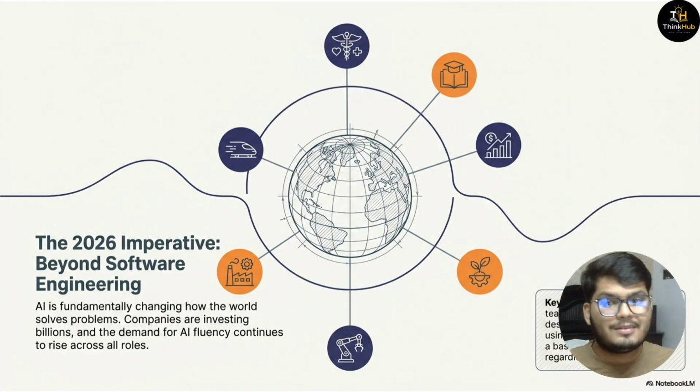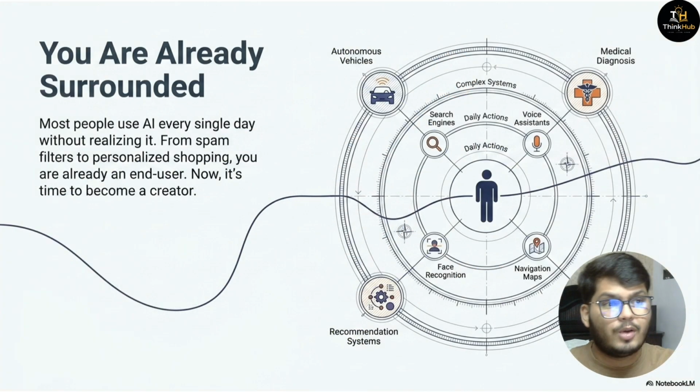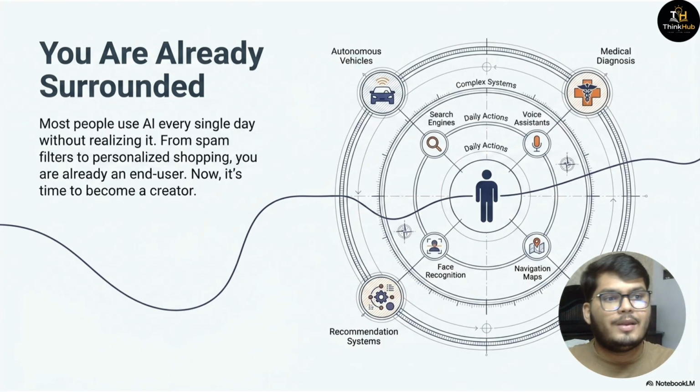Now the companies demand what you can think and what you can find out. The next point is that you are already surrounded by many AI tools, or rather automated things, like autonomous vehicles, voice assistants, search engines, face recognition, recommendation systems, navigation systems, fraud detection, and many more things.